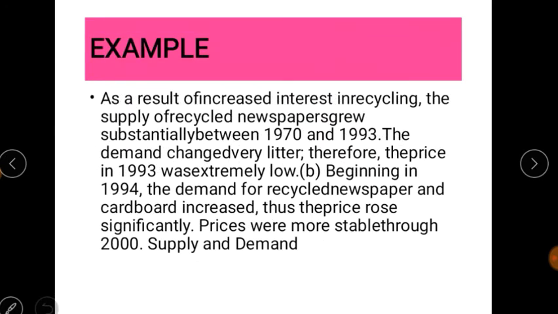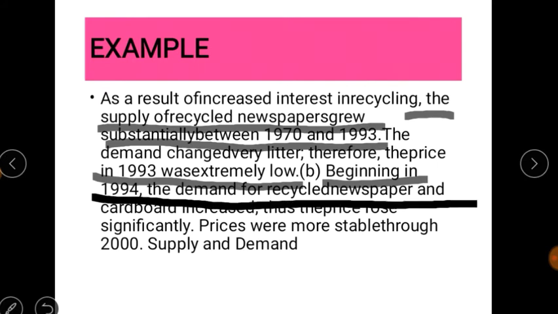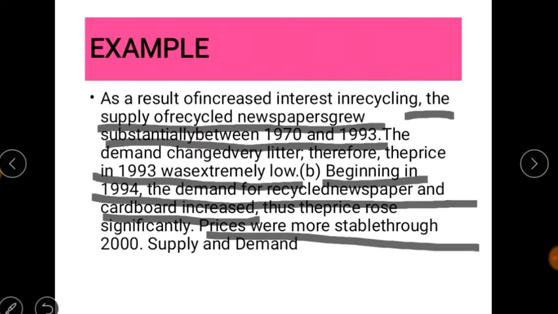An example: as a result of increased interest in recycling, the supply of recycled newspapers grew substantially between 1970 and 1990. The demand changed very little. Therefore, the price in 1993 was extremely low. Demand was very low for this recycled newspaper, so the price was also low. Beginning in 1994, the demand for recycled newspapers and cardboard increased. Thus, the price rose significantly. Prices were more stable through 2000.